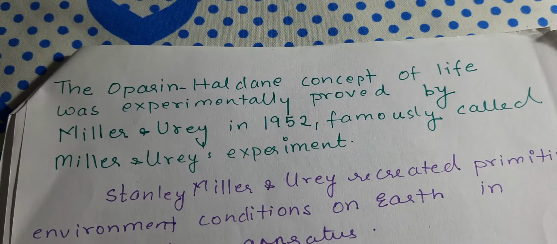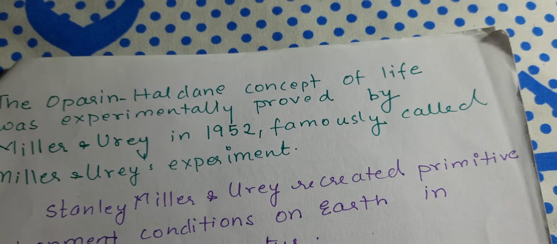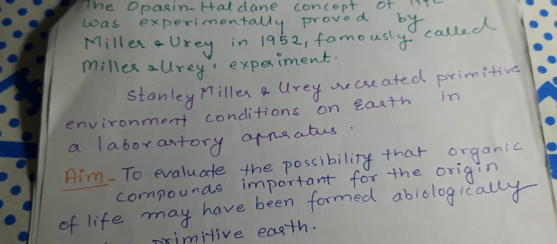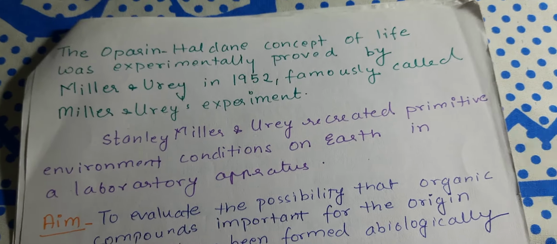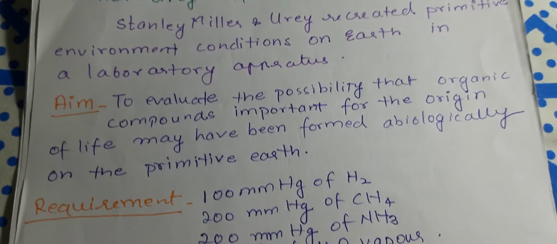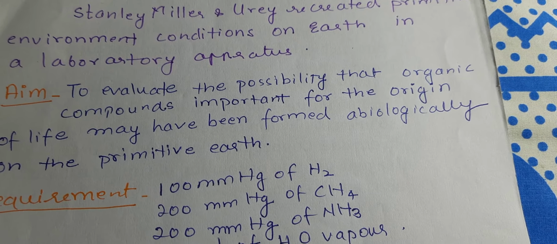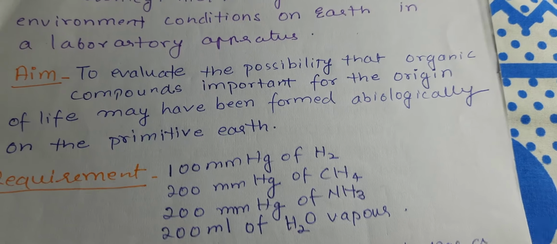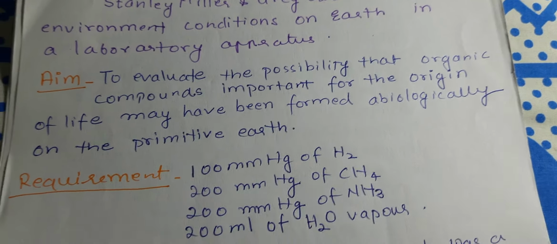The Oparin-Haldane concept of life was experimentally proved by Miller and Urey in 1952 and is famously called the Miller-Urey experiment. Stanley Miller and Urey recreated primitive environmental conditions of Earth in a laboratory apparatus. Now, what was the aim of the experiment? To evaluate the possibility that organic compounds important for the origin of life may have been formed abiologically on the primitive earth.